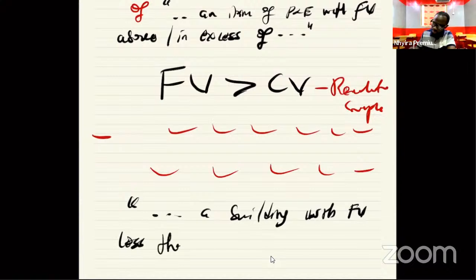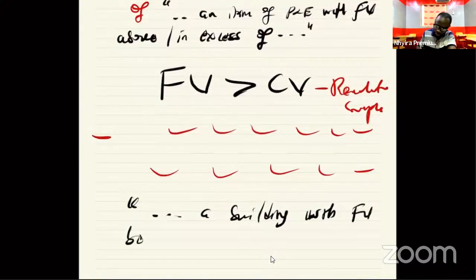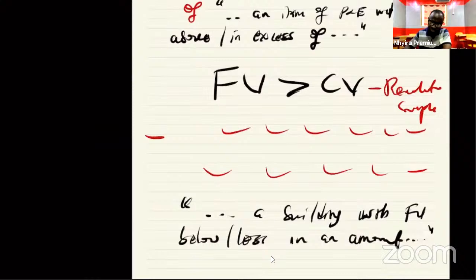less than, with a building with fair value below or less than, below or less in an amount of, so the amount to be given to us. I'm just trying to make sure that we get the amount aspect well. So here it says below, so we flip it up.